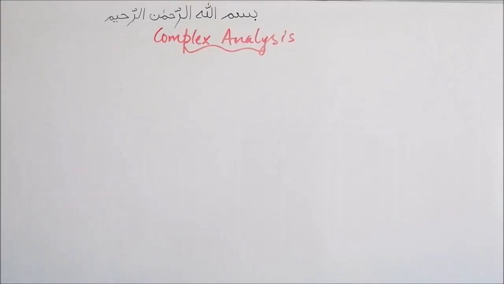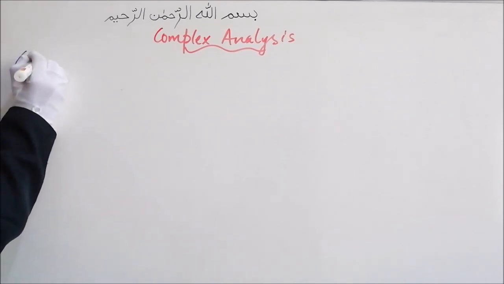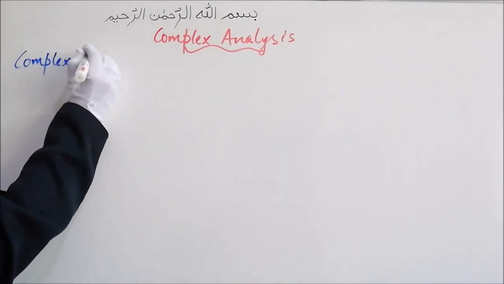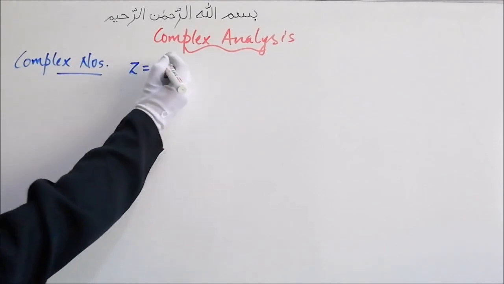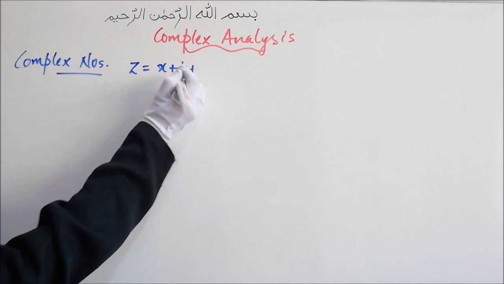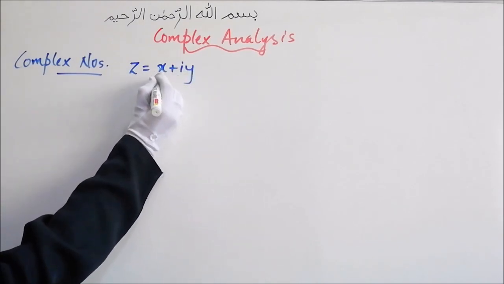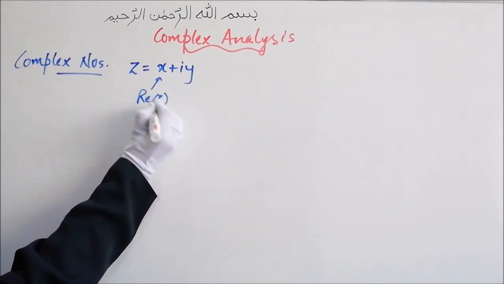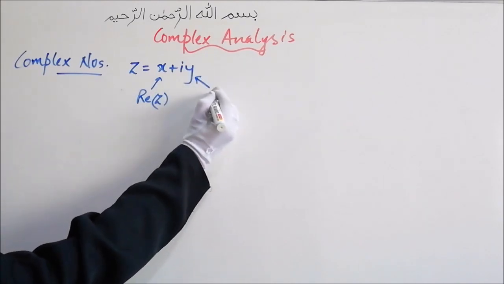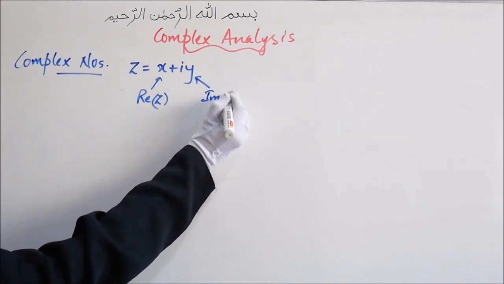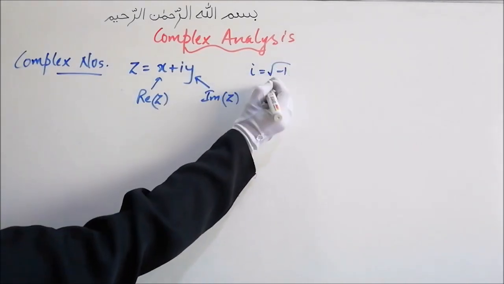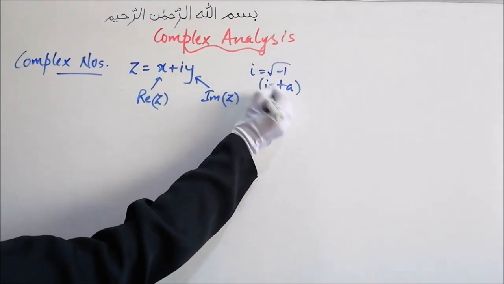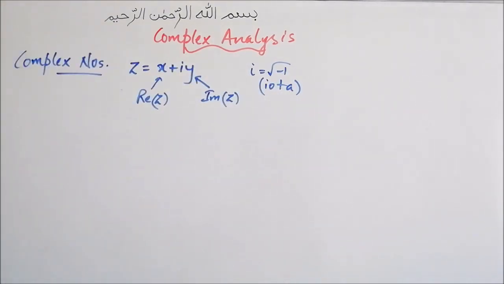So friends, now we are going to begin with complex analysis. What exactly are complex numbers? Complex numbers are numbers like z, which can be written in the form x plus iy, where x is the real part, which is also written as real of z. y is the imaginary part, which is also written as imaginary of z. This i is iota, which is root of minus 1.